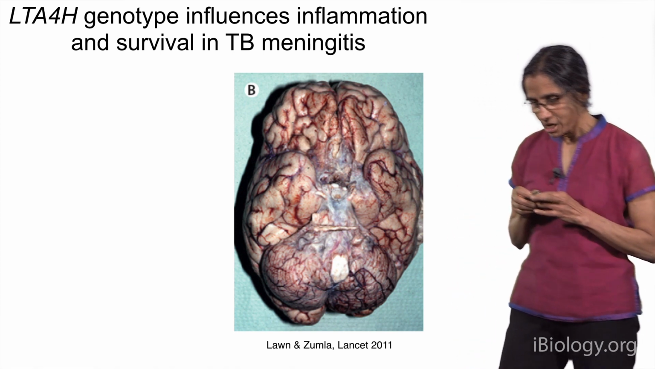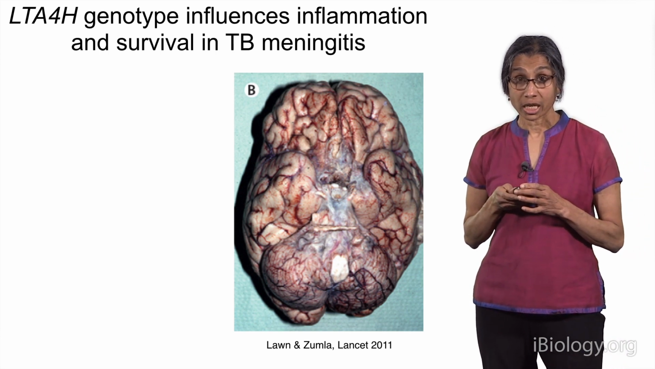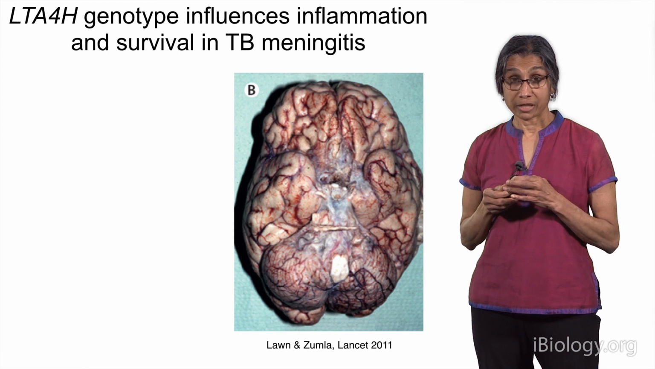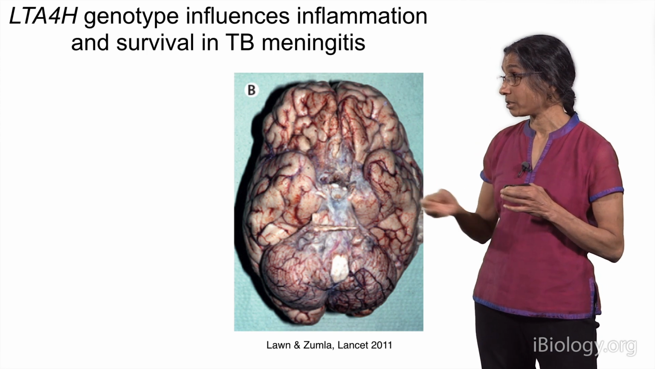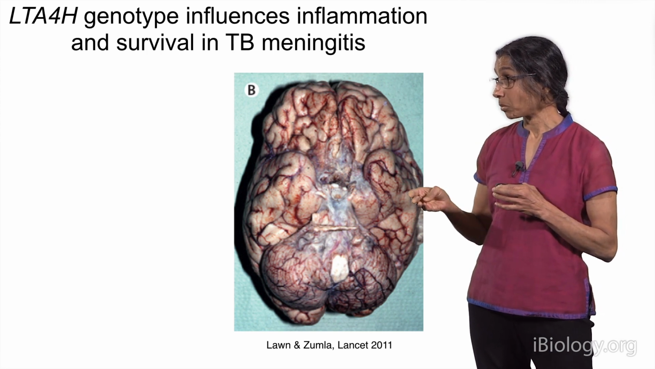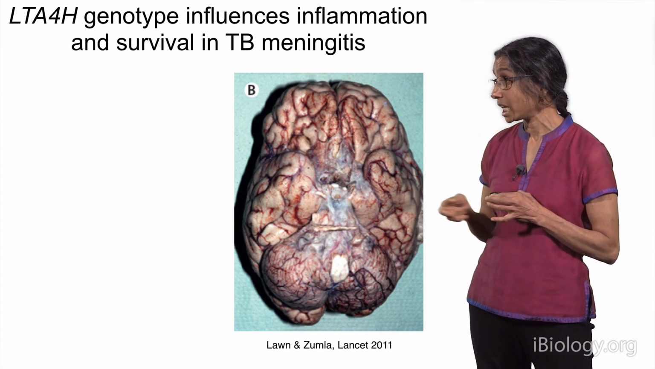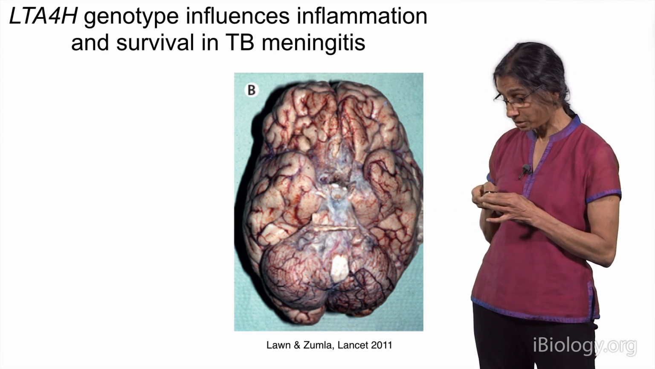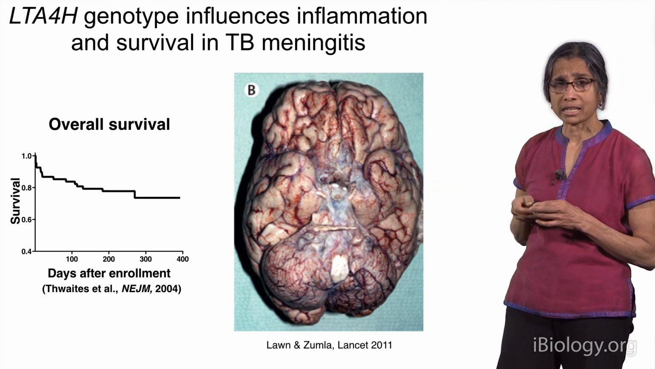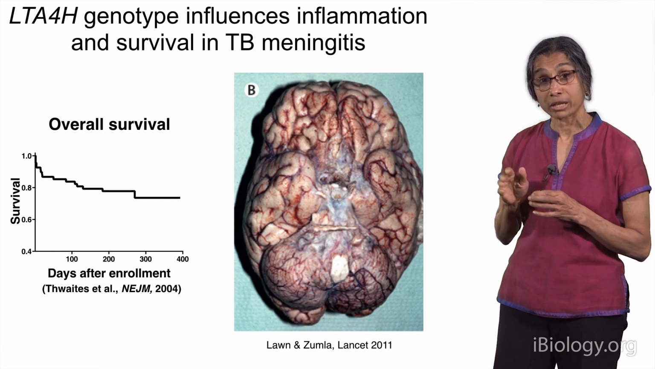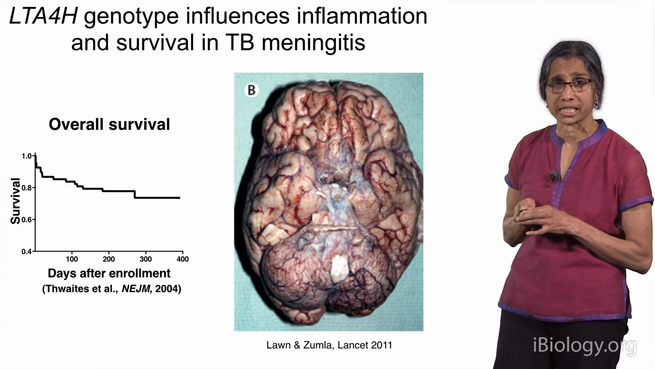Okay, so now let's look at the patient data. For this, we used a cohort of TB meningitis patients that had been assembled in Vietnam. And TB meningitis is a terrible disease. Here is a brain from an autopsy of a patient who died of it, and you can see this inflammatory exudate at the base of the brain. And so as a result, even with really good care, there's quite a high mortality from TB meningitis. And this is in people who get full antibiotic treatment and they have drug-sensitive TB. So it's really a terrible disease.